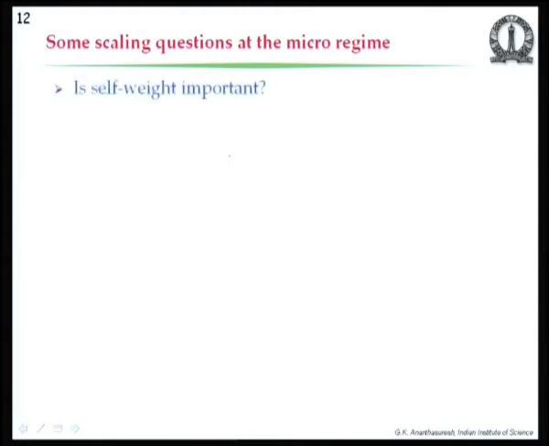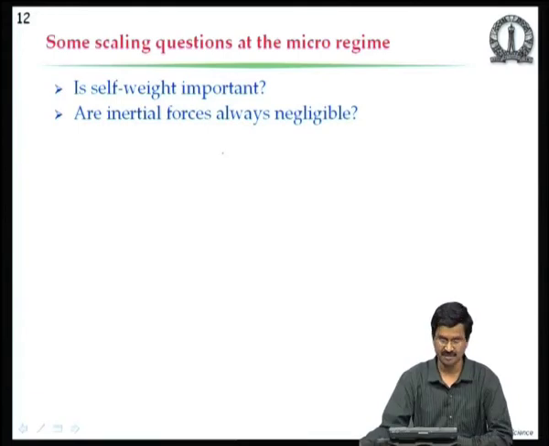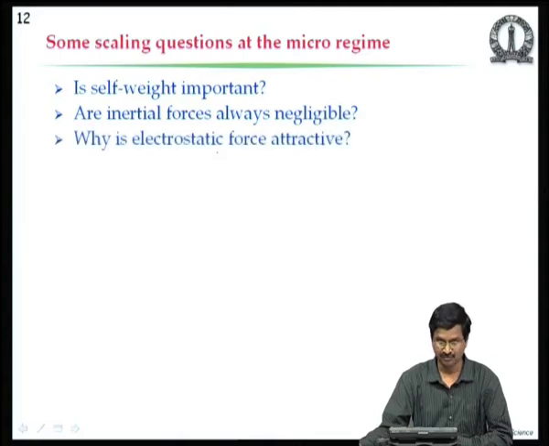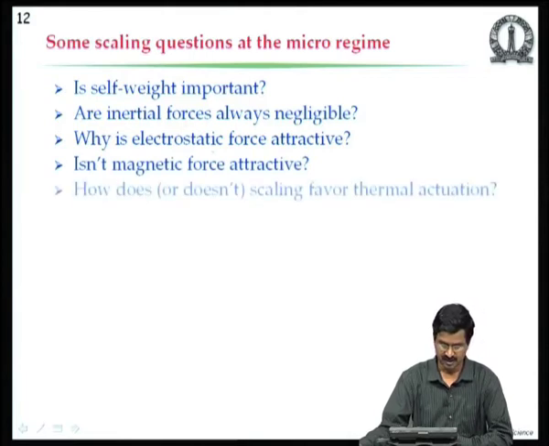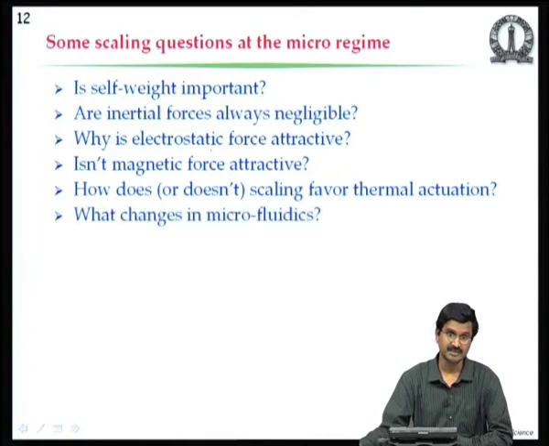So, now we will first pose some questions and answer them now. The first one is, when you think of microsystems, should we worry about the self weight? Civil engineers, you know, have to worry about self weight, but should microsystems designers worry about self weight? Are inertial forces always negligible? Why is electrostatic force attractive, and how about magnetic force, is it attractive, and thermal actuation, is it favorable or not, and microfluidics. We had one lecture on fluids, but now we will see some more examples of modeling issues in fluids as it pertains to microsystems.